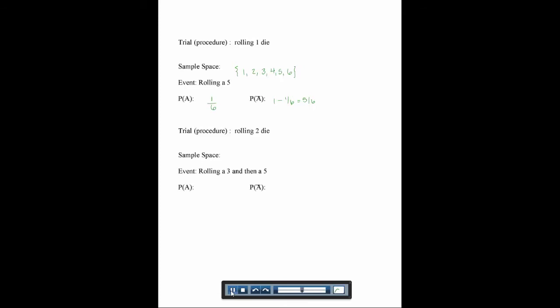Okay, now if we're rolling 2 dice, our sample space is going to be bigger here. We could get a 1 and a 1, or a 1 and a 2, 1 and a 3, 1 and a 4, 1 and a 5, 1 and a 6. Or we could get a 2 and a 1, a 2 and a 2, 2 and a 3, 2 and a 4, a 2 and a 5, or 2 and a 6. Now, we're going to do this all the way until 6, so I'm going to pause this and write them all down. Okay, so here we see them all written out.